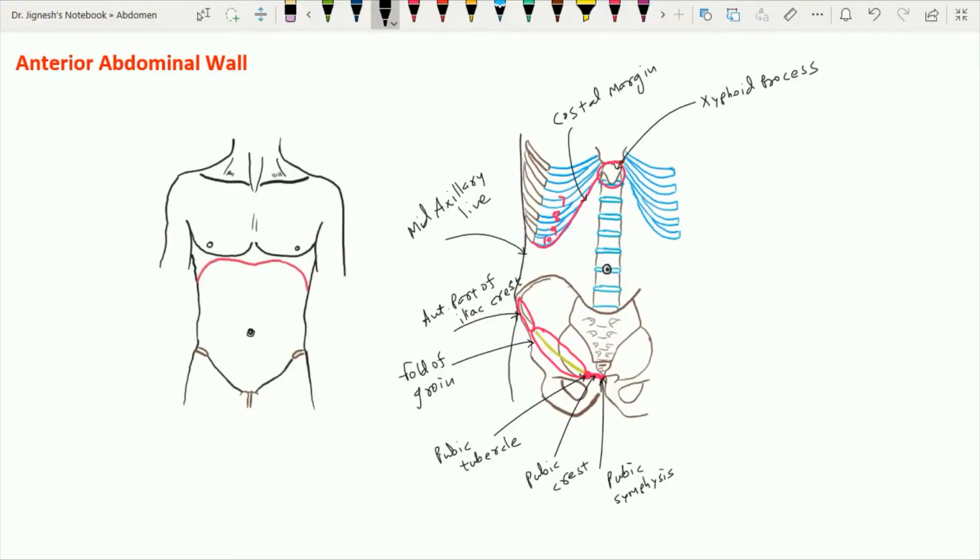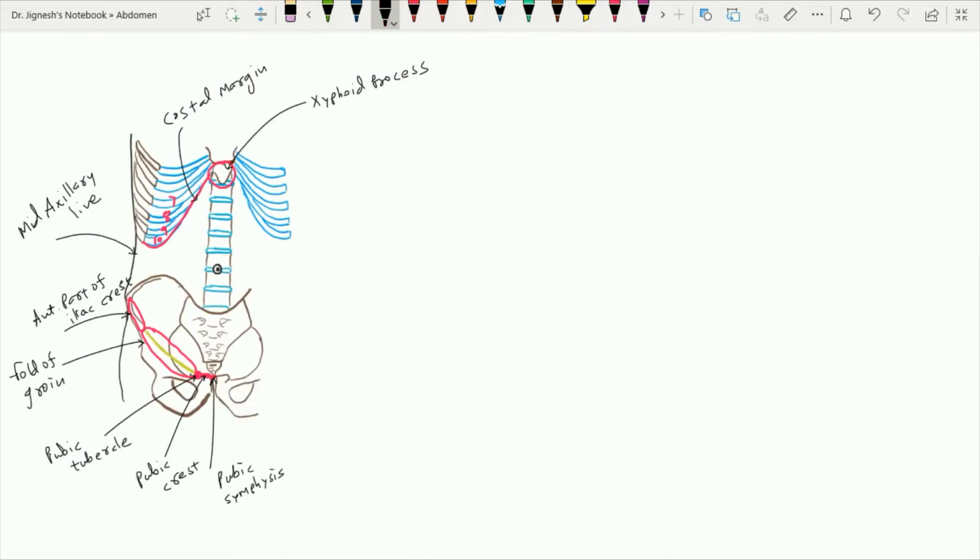The anterior abdominal wall has 8 layers when we see from anterior to posterior side. So when we put an incision within the anterior abdominal wall, we can find 8 layers from anterior to posterior. Let's see these layers in a very simplified figure. The most anterior structure, when we put an incision, is the skin.